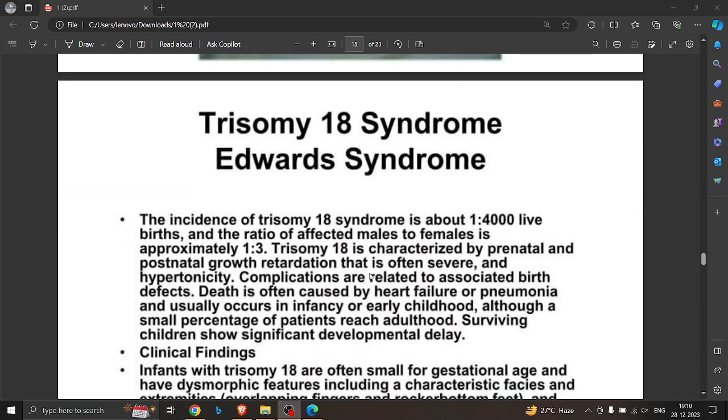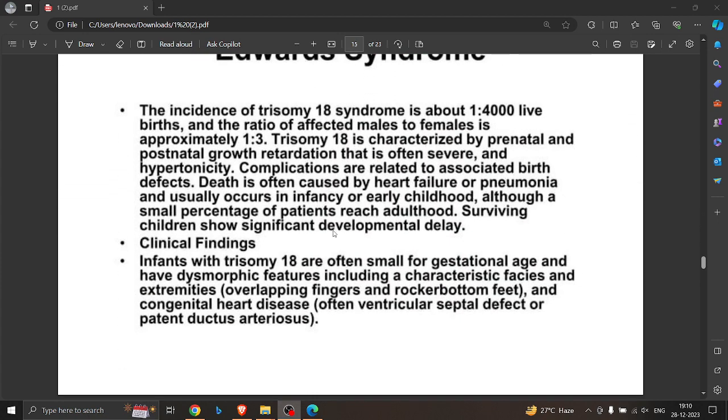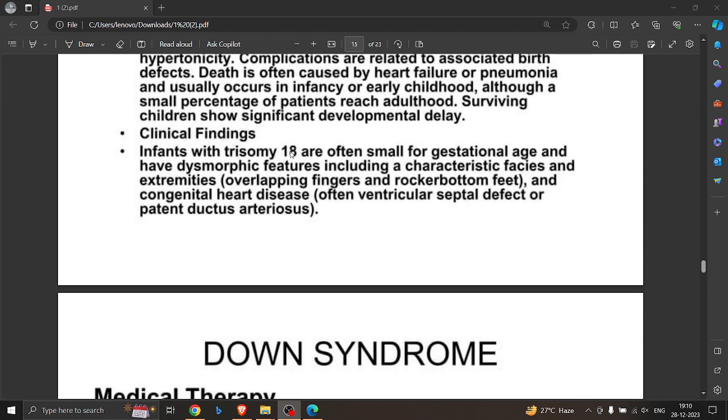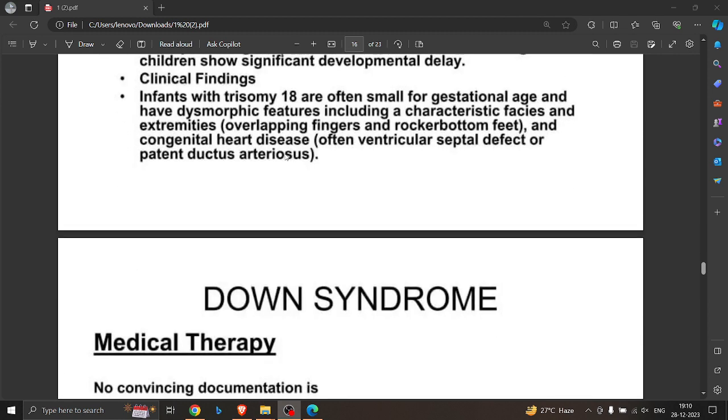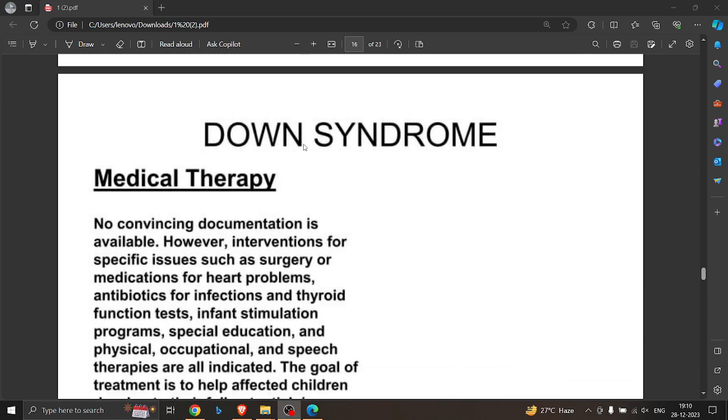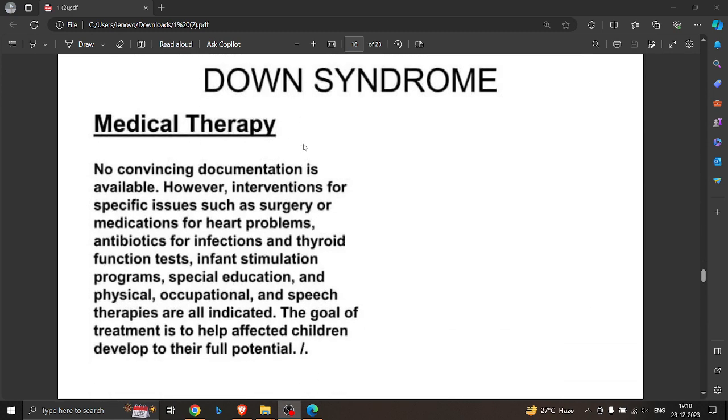So next one is Edwards syndrome. The incidence of this syndrome, trisomy 18 syndrome, is about 1 in 4,000 live births, and the ratio of affected males to females is approximately 1 to 3. Infants with trisomy 18 are often small for gestational age and have dysmorphic features, including a characteristic facial appearance, extremities, etc.